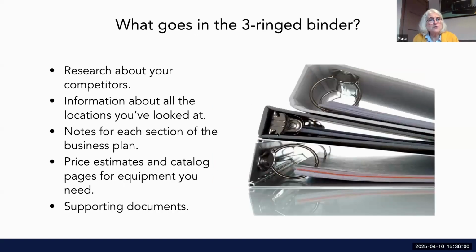And again, what goes into that 3-ring binder, whether physical or virtual? All of your research about your competitors. We'll talk more about that in a minute. Information about all the locations you've looked at, the good, the bad, and the ugly, just so you can keep that context. Notes for each section of the business plan. Any price estimates or catalog pages for equipment you'll need. Any supporting documents. Just put it all in there because you never know when you're going to need it, either for reference or to attach to the business plan.